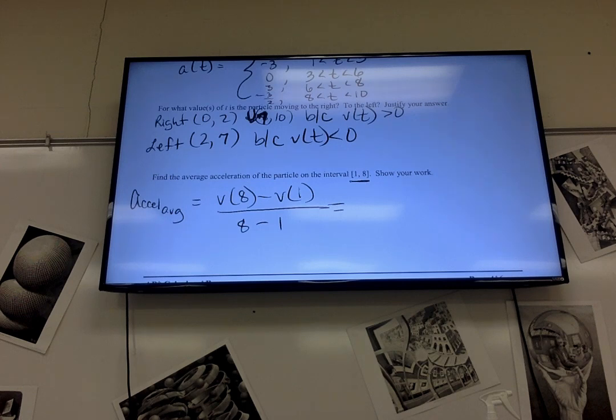v of 8 is 3. I couldn't think. But so is v of 1. So it's 0 over 7. So it's 0. What are the units here? Meters per second squared. Yes. We're doing acceleration. Agreed. Very good. It's not moving, because it went back to where it started. Right. That's average acceleration. That's physics.